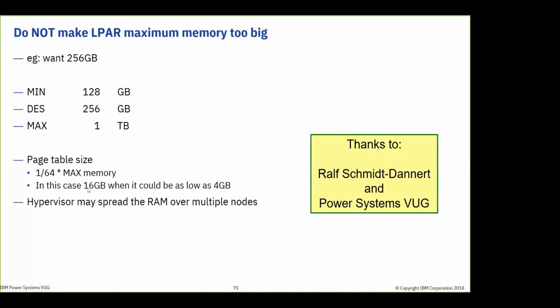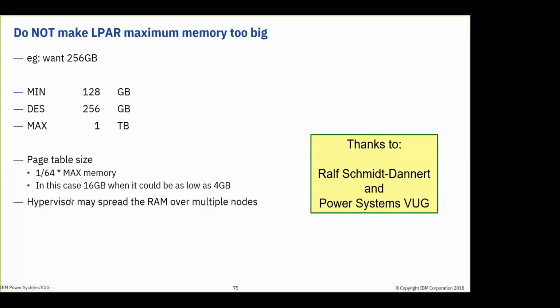So in this case, your page table size will be 16 gigabytes when it could be as low as 4 gigabytes. Now, to you, 12 gigabytes might not be a lot of memory, but to me, it's quite a lot of memory. It's quite possibly another LPAR's worth of memory. So do try to keep your maximum memory setting reasonable compared to your desired.